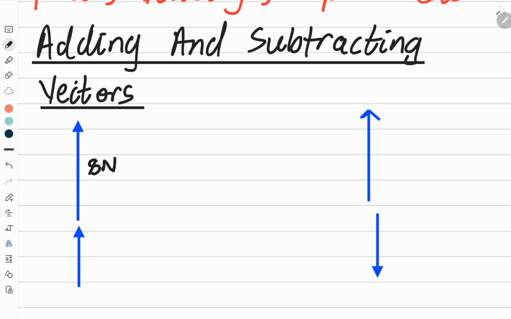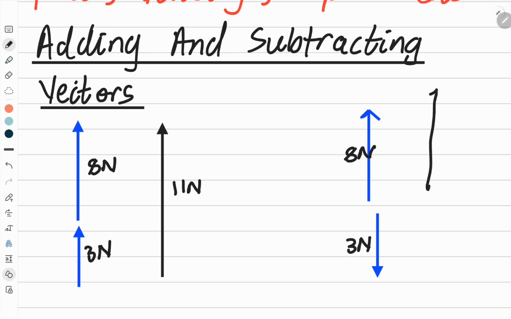What happens if vectors are in the same direction, and if vectors are in opposite directions? We have these two vectors, 8 newtons and 3 newtons, in the same direction. So they add up as positive and we end up with a resultant of 11 newtons in that same direction. Then we take a look at two vectors going in opposite directions, and we end up with a net of 5 newtons in the other direction.